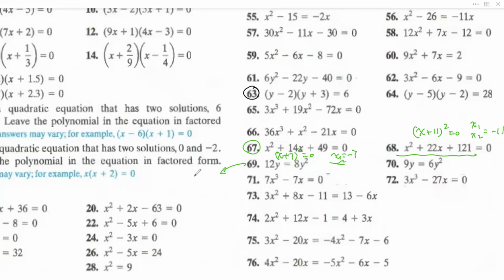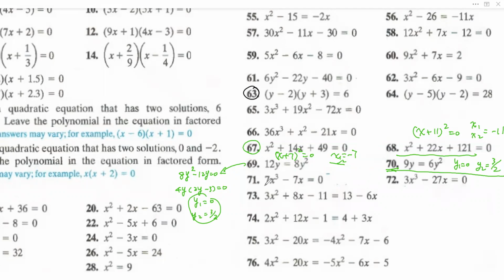69. So you can get 4y squared minus 12y equals 0. You take 4y out. Here is 2y minus 3 equals 0, right? So y1 is 0, y2 is 3/2. All right, the same for the 70. y1 is 0, y2 is equal to what? 3/2, right? So you can quickly get this one out.